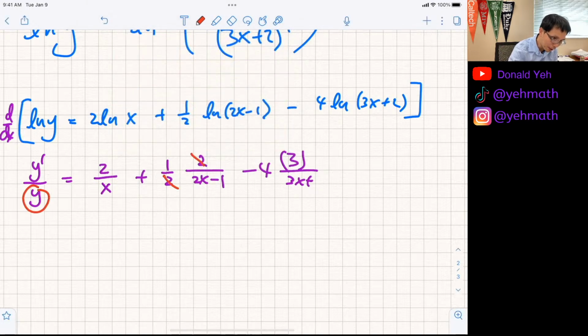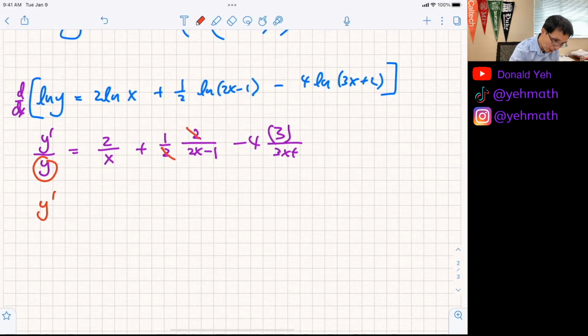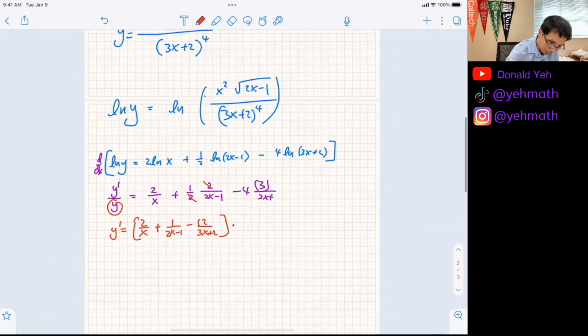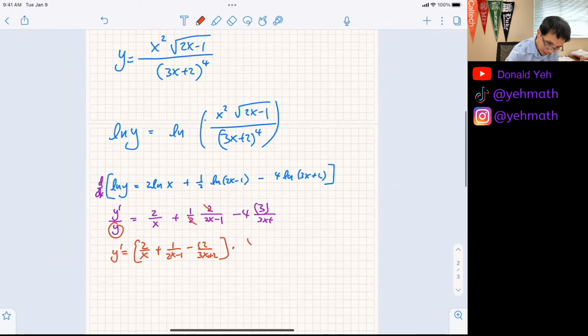And then don't forget about this y. This y is still there. So it's going to be y prime equals 2 over x plus 1 over 2x minus 1 minus 12 over 3x plus 2, all times the whole function, which is x squared square root of 2x minus 1 over 3x plus 2 to the 4th power.